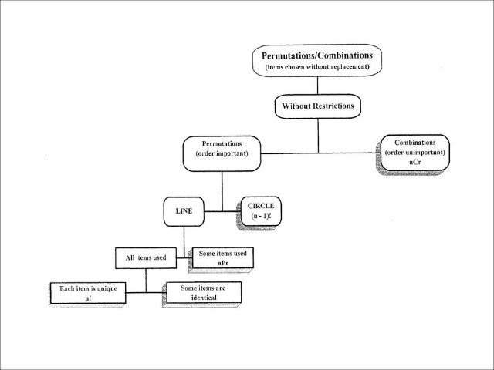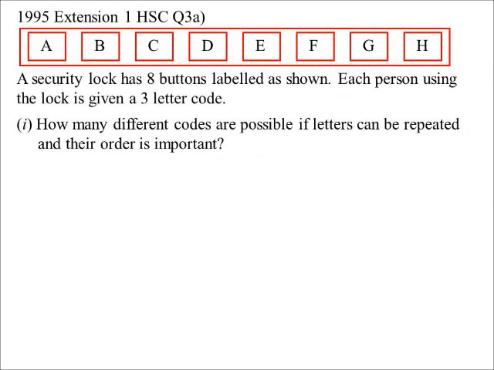All of them are used. Are they all the same? Or are there some different ones? So n factorial if they were all different. But if some were the same, we then divide it by the number of ways. So I guess that's all the different types that we've looked at so far.